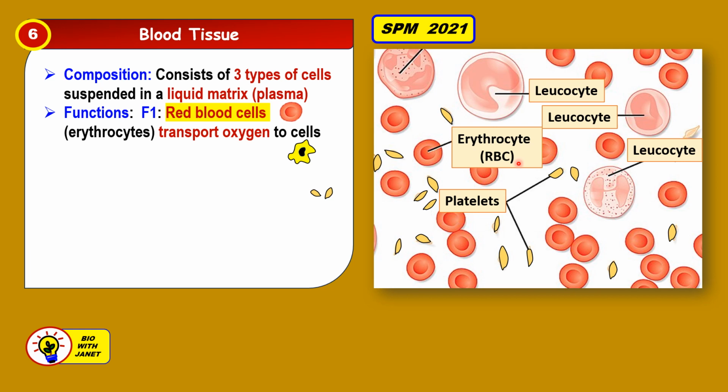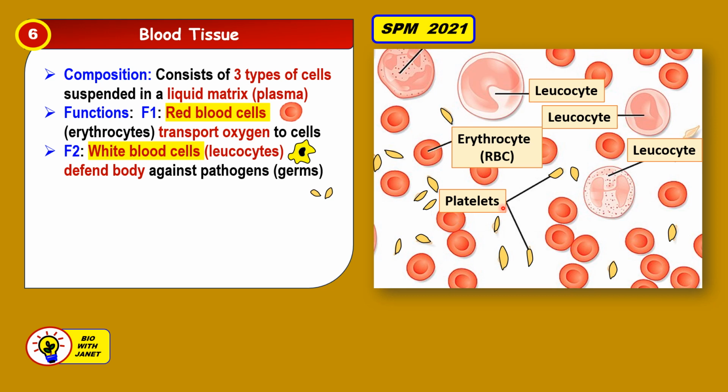So the first type of cell is called the red blood cell or erythrocytes, which transport oxygen to the cells. Okay, so it's biconcave and disc shaped, rounded in shape but flat. Next, we have the white blood cells called the leukocytes, which defend the body against pathogens. One way they defend the body is to surround or engulf the pathogens or germs and then digest them.